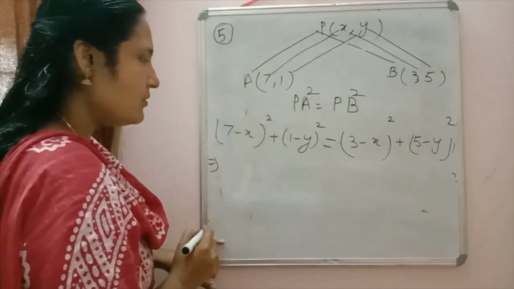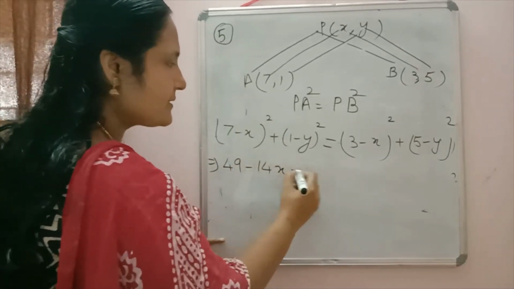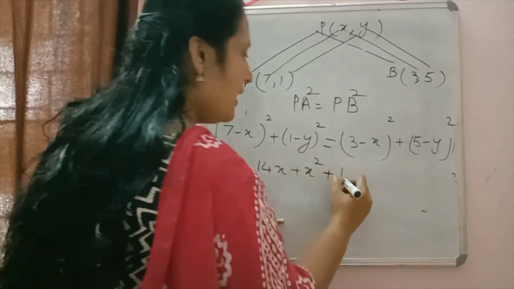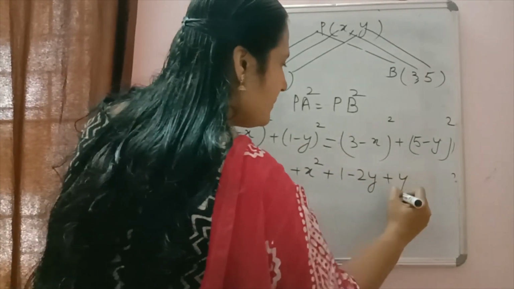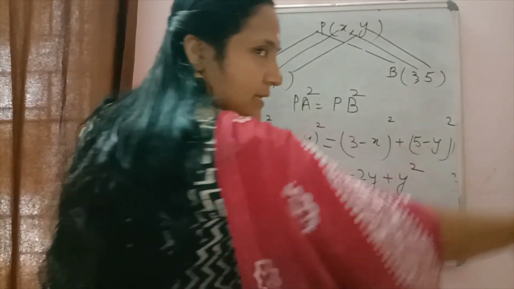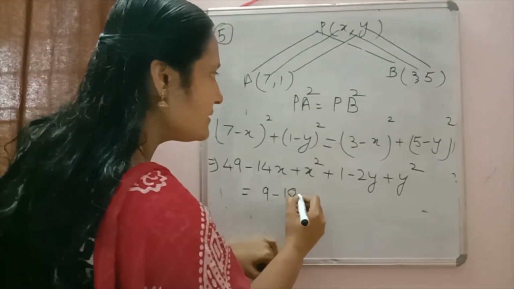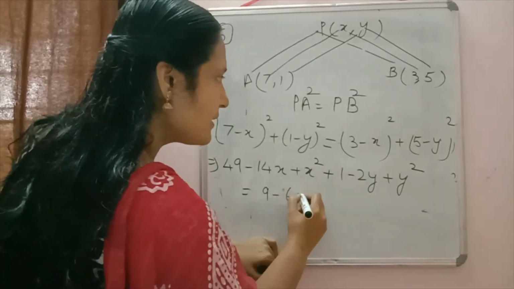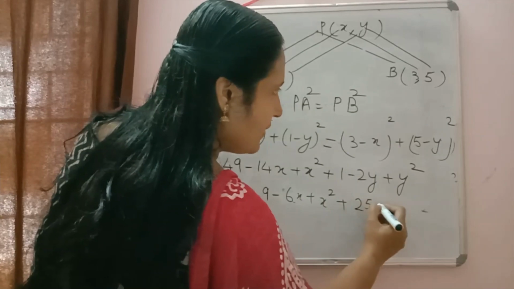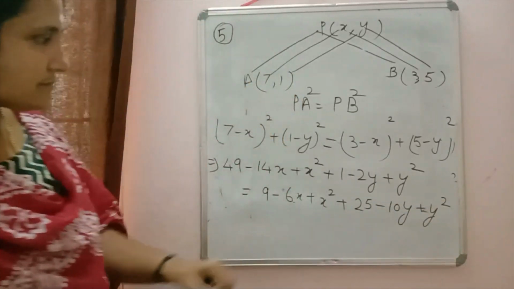7 minus x the whole square will be equal to 49 minus 14x plus x square plus 1 minus 2y plus y square. I don't have space here, so I'm writing here. If you have space, you can continue here only. Equal to 9 minus 6x plus x square plus 25 minus 10y plus y square.